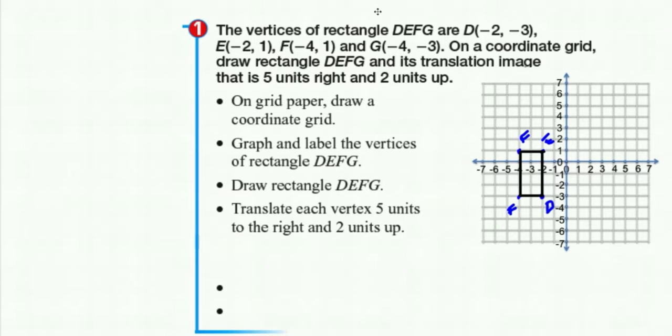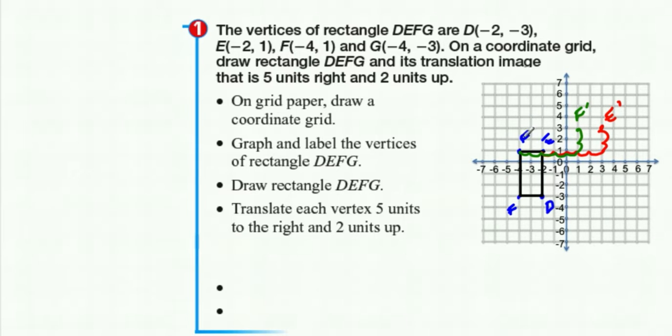Okay, so let me do that with point E. 1, 2, 3, 4, 5. 2 units up. So this is E prime. Okay, and let's translate point F. 1, 2, 3, 4, 5. 1, 2. This is F prime.